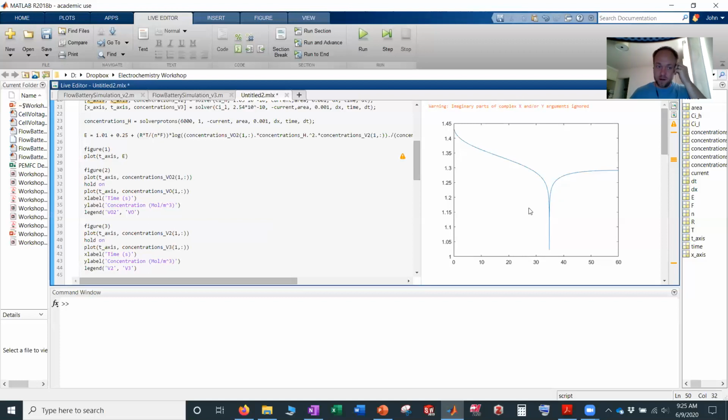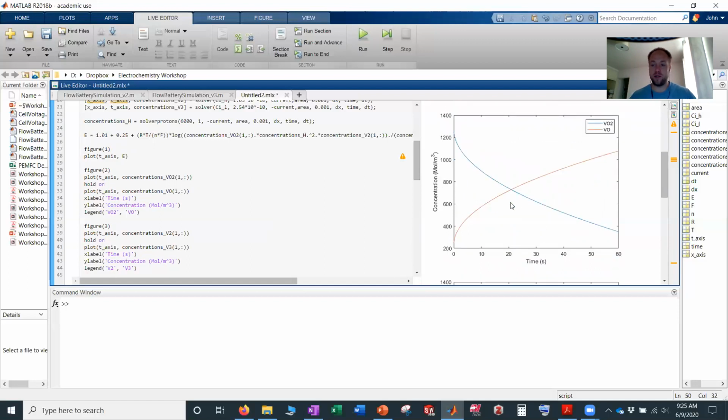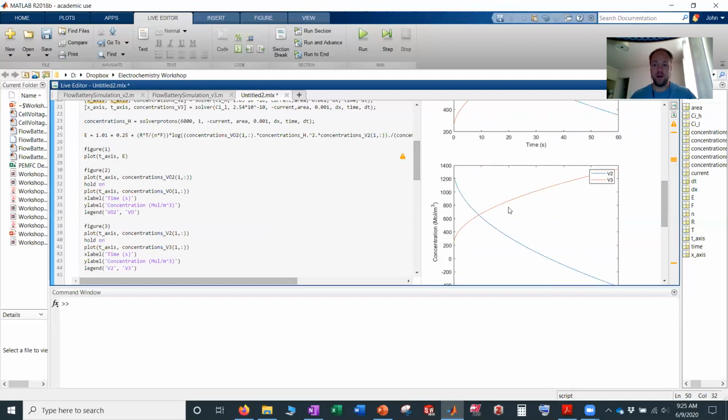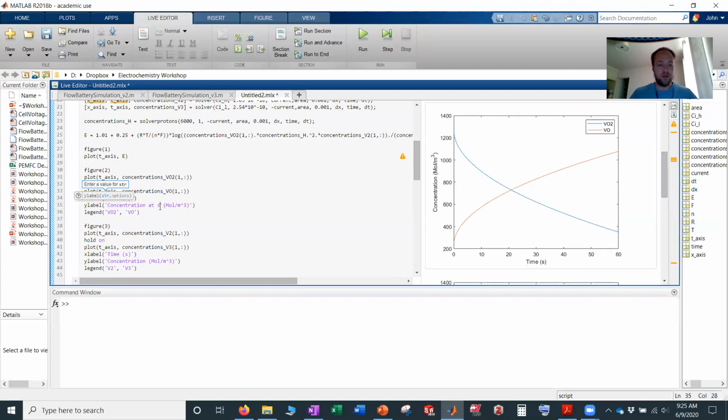Let's check out our code now. This looks good. So we can see our initial VO2 goes down, our VO is going to go up. That's to be expected. Our V2 is going to go down, our V3 is going to go up. That looks good. You can see that our battery should die. Now we can see what's causing our battery to die. This V2 concentration is running out. Keep in mind, this is at the surface. This is concentration at surface, not the overall.